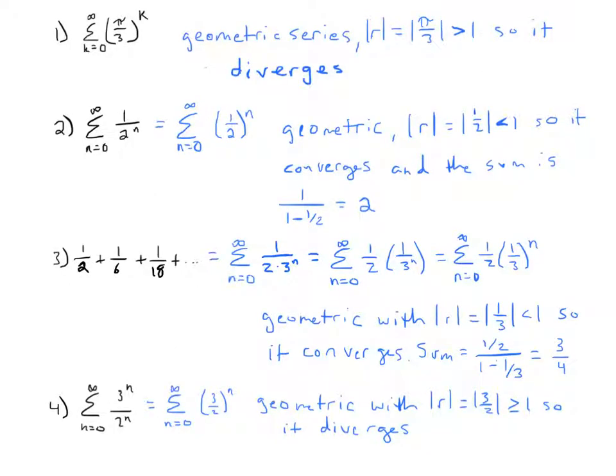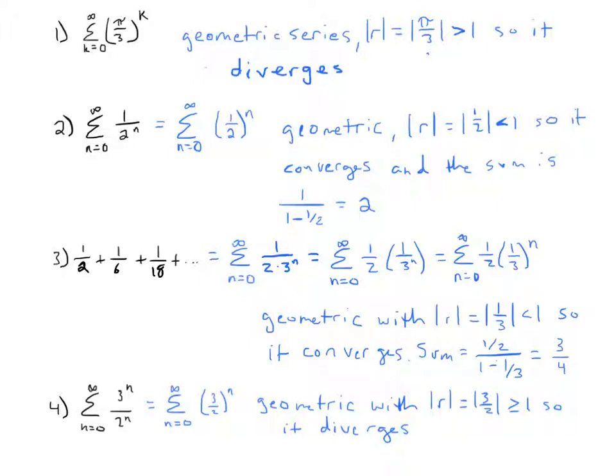So for number 1, that's a geometric series. The absolute value of r is pi over 3, which is greater than 1 because pi is greater than 3, so this has to be bigger than 1, which means that our series diverges and we can't find the sum, because diverges means that it does not have a sum.